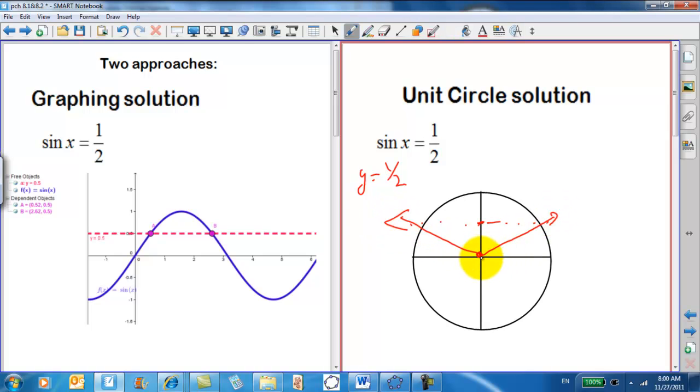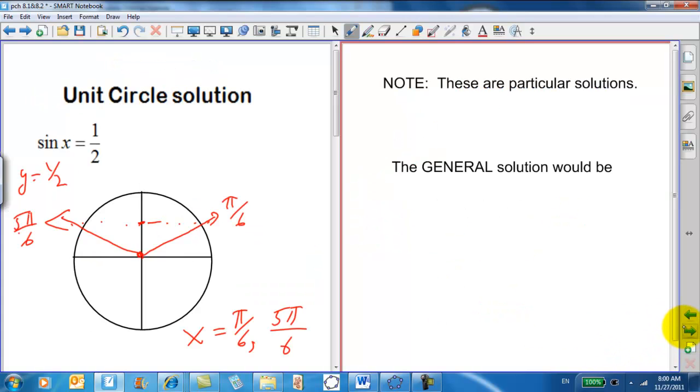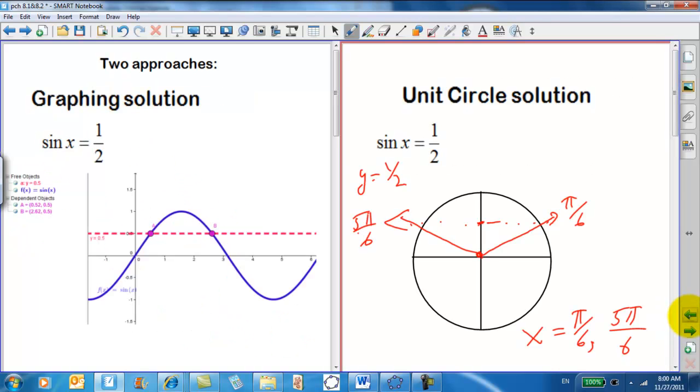And by now you should know your special trig values, and this happens at pi over 6 and at 5 pi over 6. So there's your answer to this simple trig equation, x equals pi over 6, comma 5 pi over 6, two possible angles. Now, actually, if you think about it, these are particular solutions asked for between 0 and 2 pi. And that's usually what I'm going to say, from 0 to 2 pi.